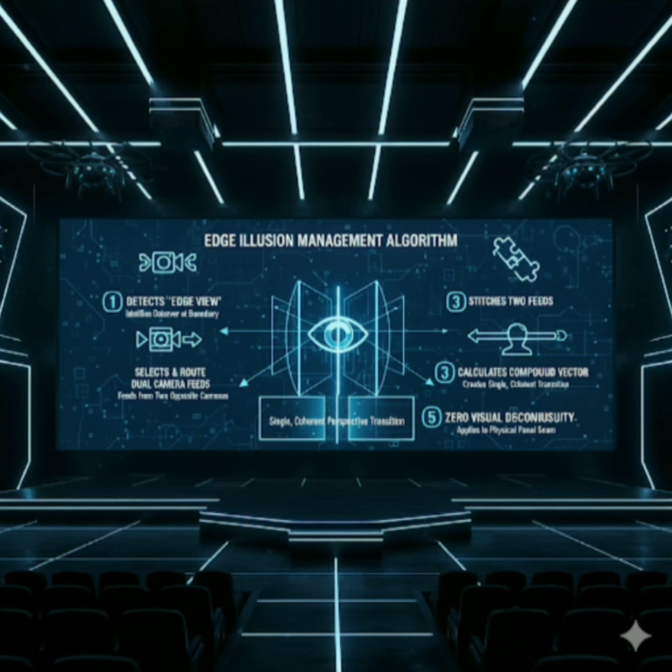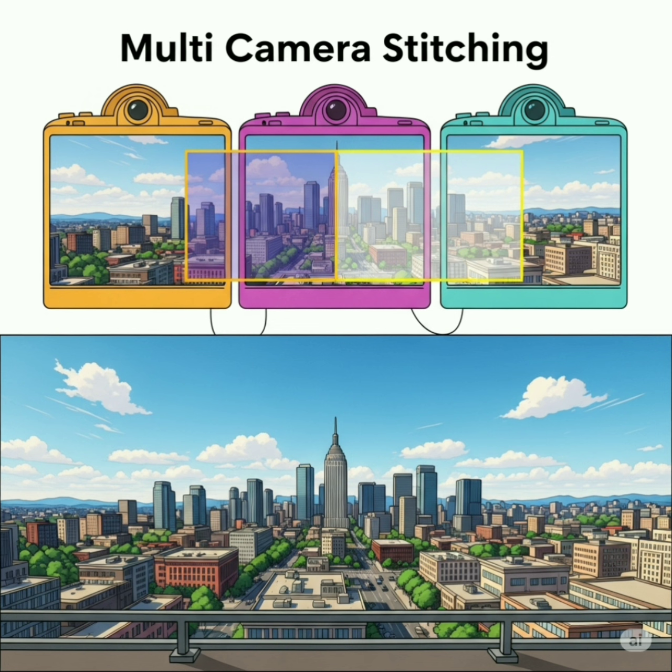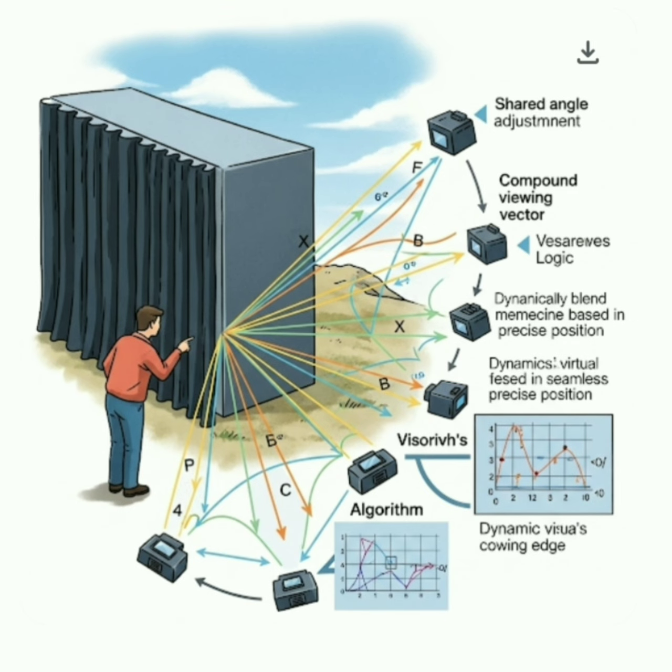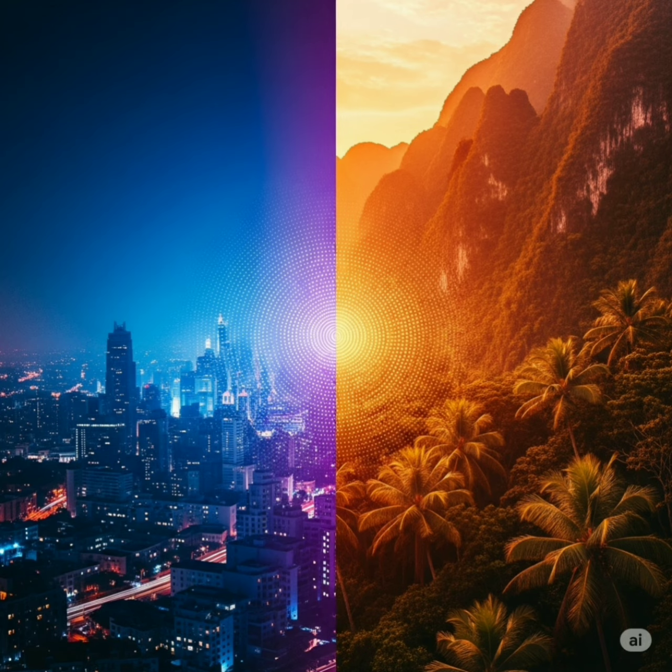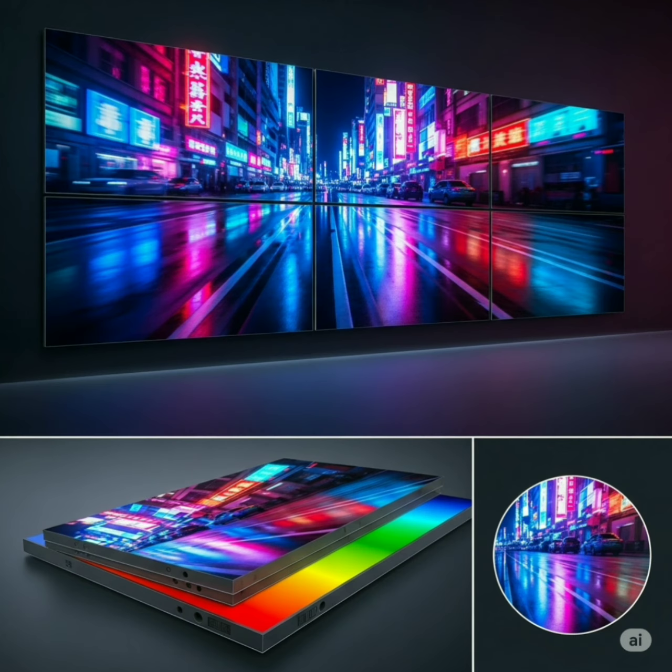It detects the edge view. It selects and routes 2 separate background camera feeds. It stitches those 2 distinct feeds to create a single, coherent background image. It calculates a compound viewing vector, so the perspective transitions smoothly across both panels. And finally, it applies gradient feed blending to the physical panel seam to achieve zero visual discontinuity.